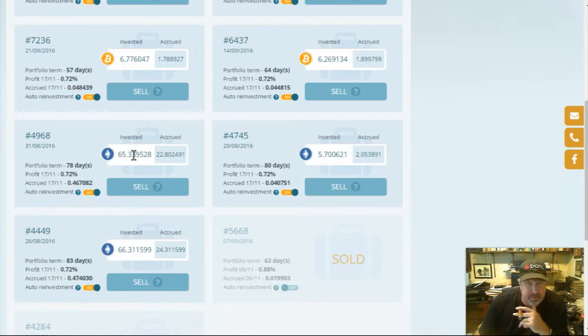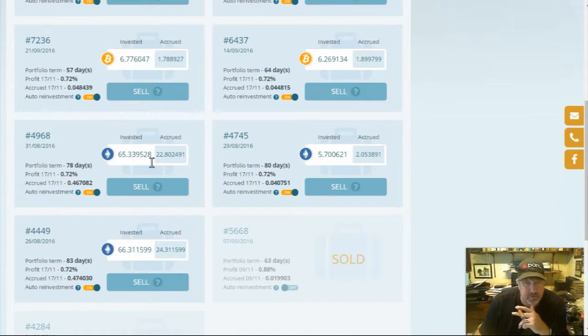The one above it is similar. There's 65 now. I had started with 43, so I made 22 Ethereum on the 43. In 78 days, that's a little over 50%. So the return continues to be good. It accelerates as you move on because of the reinvesting. So it takes 4 months or so to double your money, maybe 5 months, but it works as ETHTRADE says it does.